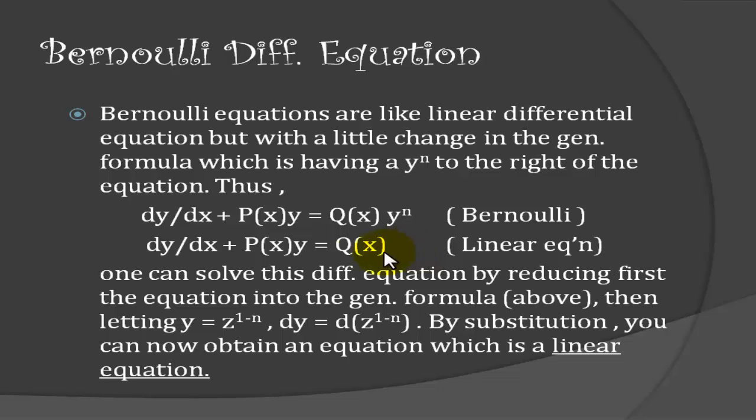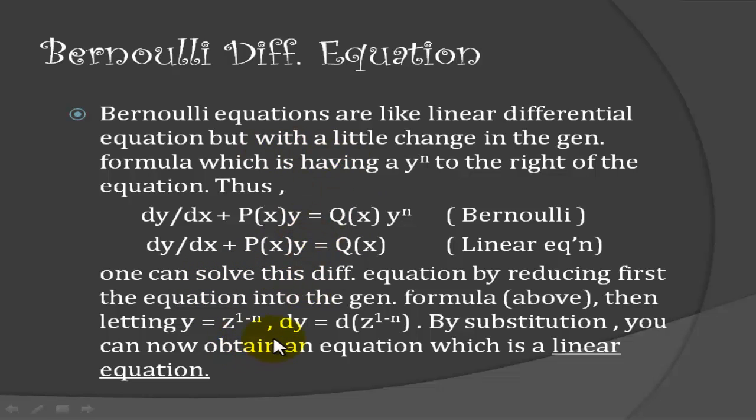One can solve the Bernoulli differential equation by first reducing the equation into the general formula, which is the one mentioned above, then letting y = z^(1-n). Now you can use any variable here. You can use w, x, or y, but this is actually the most common variable used.